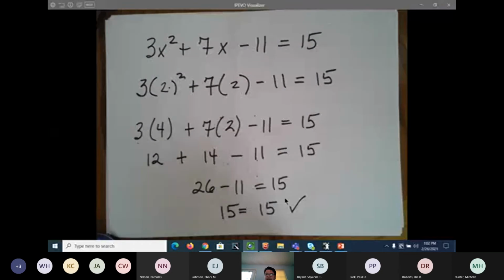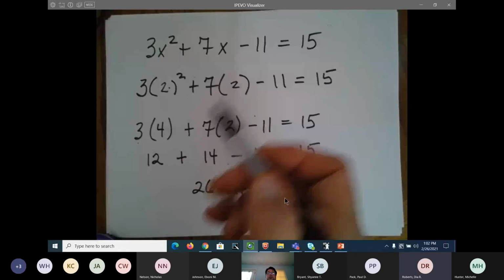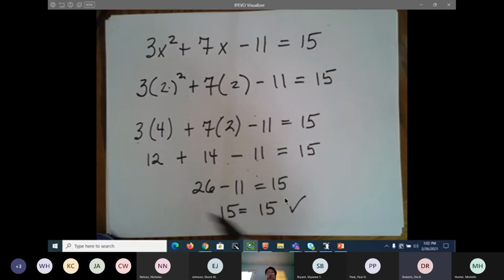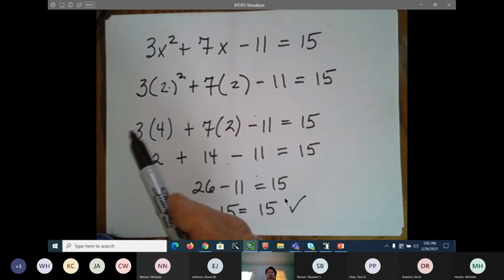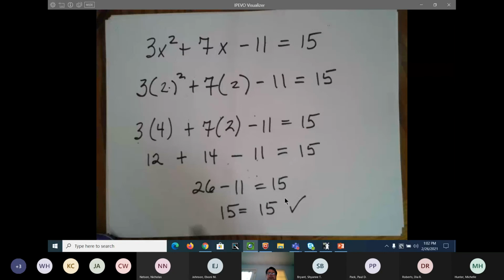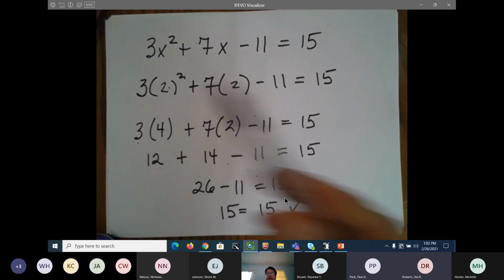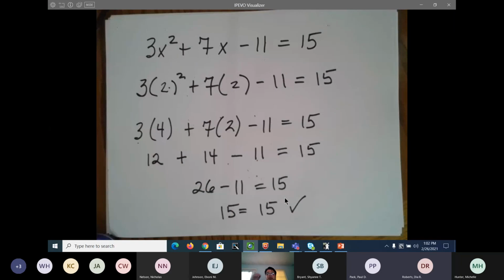What do you notice about the way I did this problem? You did the first part of it first. I did the first part, and then I did what? I did it blank by blank. What did I do? Step by what? Step by step.